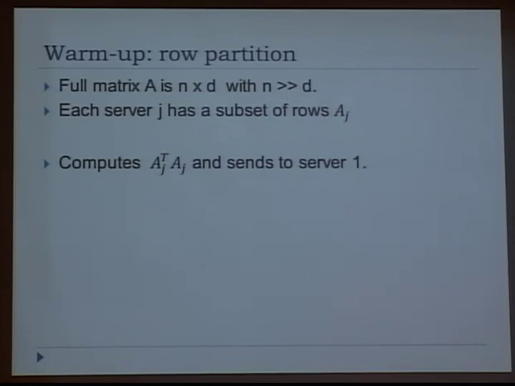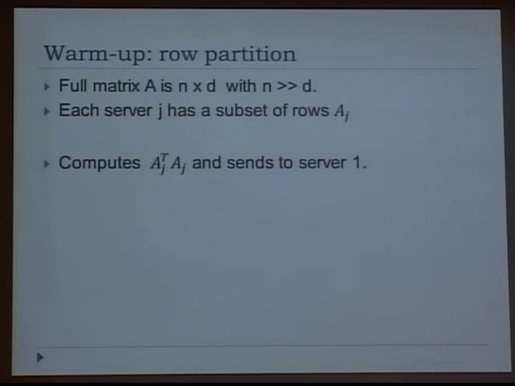Compute Aj transpose Aj. This is now just a D by D matrix, right? Remember, A is N by D. Each Ai is potentially N by D. So A transpose is D by N. A transpose A or Aj transpose Aj is only D by D.